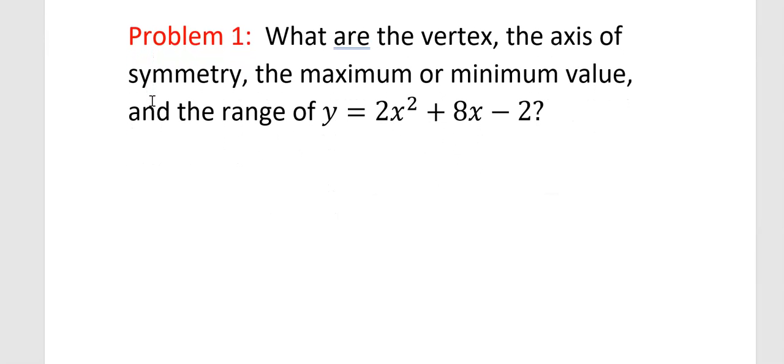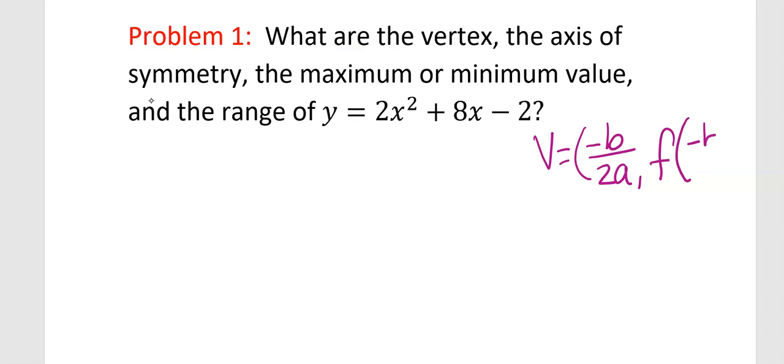So here, what are the vertex, the axis of symmetry, the maximum or minimum value, and the range of y equals 2x squared plus 8x minus 2. We're not going to graph this one. We're just going to do these 4 things. So first one is most important, and that's the vertex. So in the formula, I'm going to write it off to the side here. Negative b over 2a, f of negative b over 2a. So we're going to look at how do you do that?